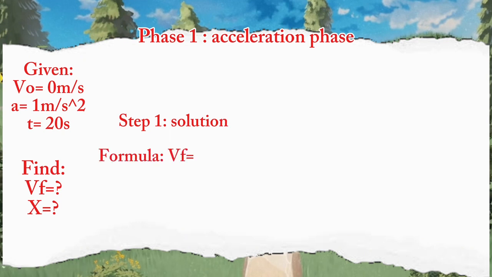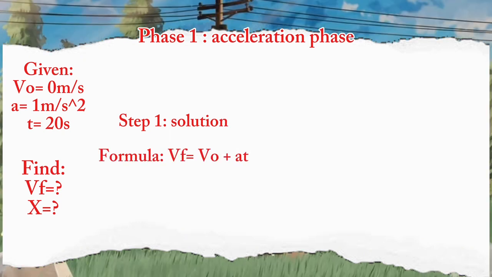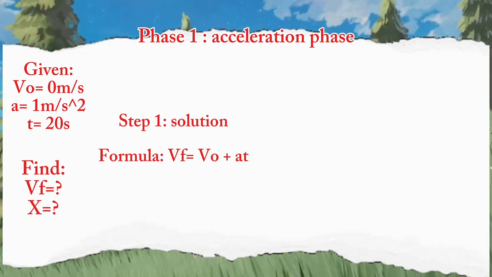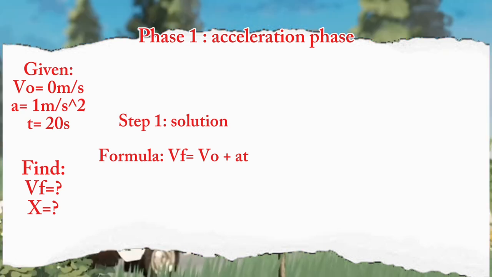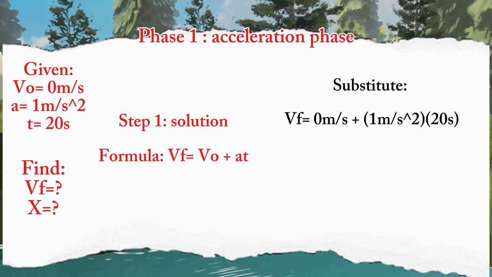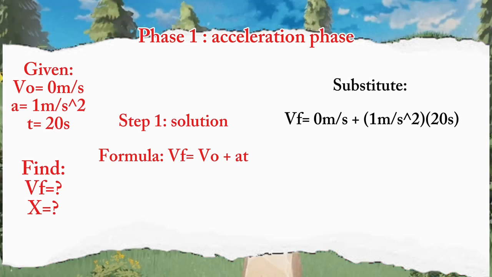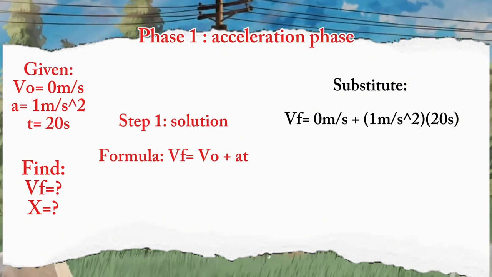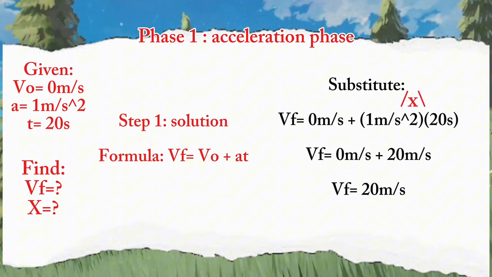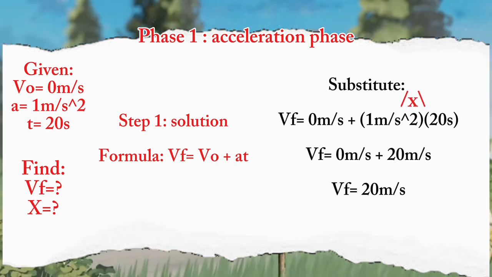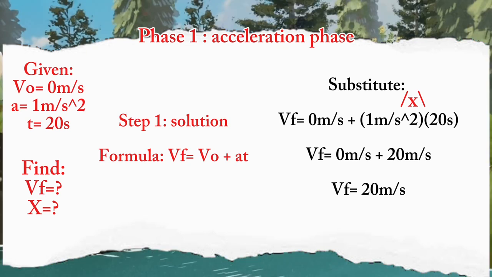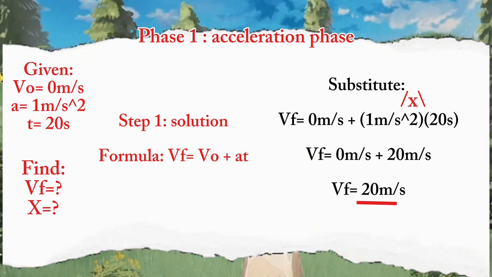We will be using the first kinematic equation, which is final velocity equals initial velocity plus acceleration times time. So, let us substitute the values from the givens. Now, it will be final velocity equals 0 meters per second plus 1 meter per second squared times 20 seconds. Okay then, always start with the parentheses. 1 meter per second squared times the 20 seconds will be 20 meters per second. Now you have to add that 0 meters per second to the 20 meters per second. The final velocity will be 20 meters per second.